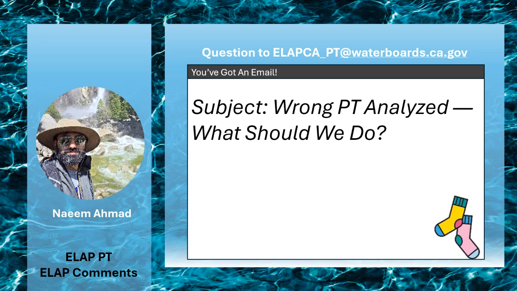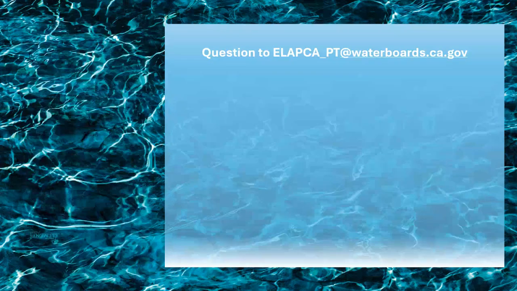Another common question that we receive is the laboratory analyzed the wrong PT, specifically the wrong matrix, analyte, or method. It doesn't match the laboratory's accreditation scope, and they're wondering what they should do next and if the results are valid.